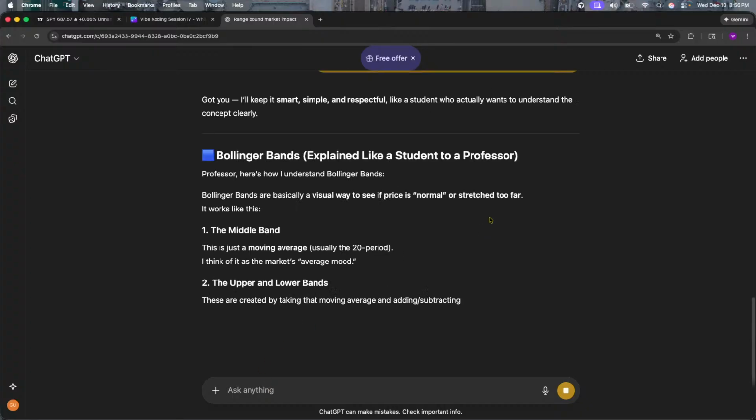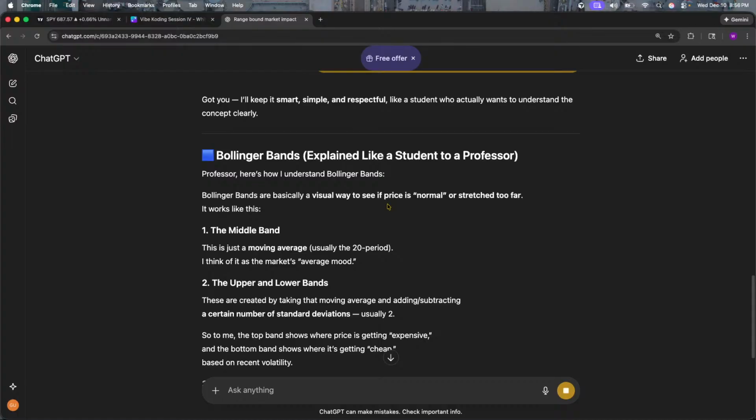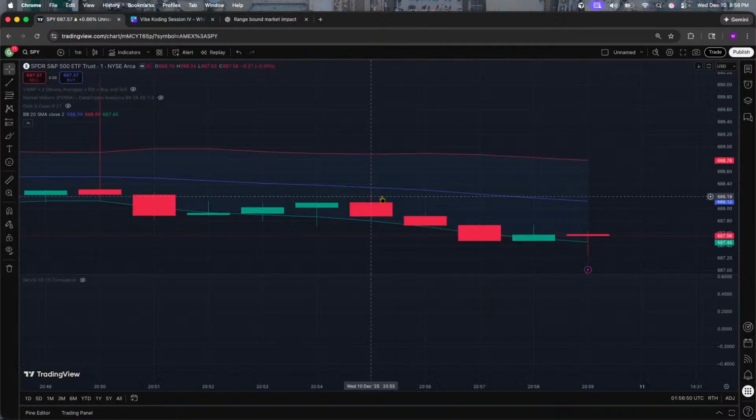Bollinger Bands. So, Bollinger Bands in a visual way, we see if the price is normal or if it's stretched too far, right? The middle band, if we're looking right here, this blue line, the middle band of the Bollinger Bands, this is the average, right? This average is normally a moving average. This moving average takes the prices of the recent period.